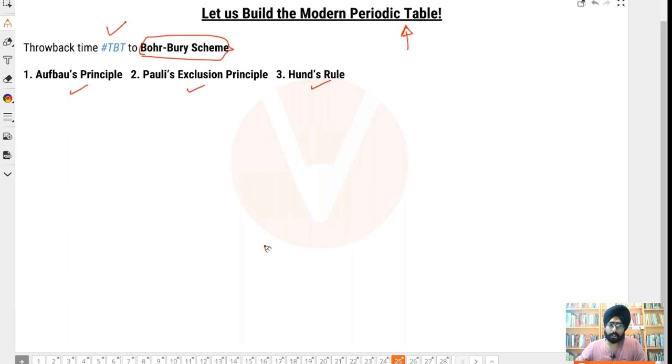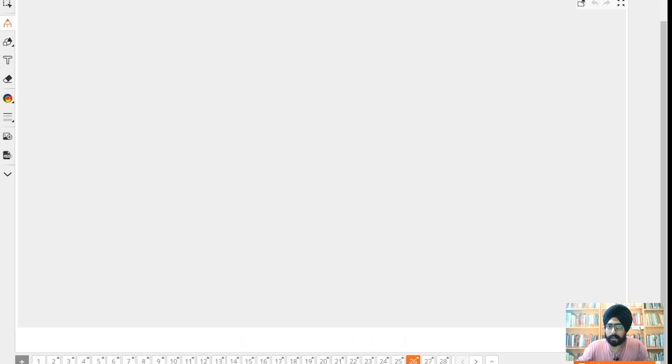So, the Aufbau principle, Pauli's exclusion principle and Hund's rule. This is just the Aufbau principle, not Aufbau's principle. We have just revised it, so we won't go too much into it. The point is that this is what you get, right?